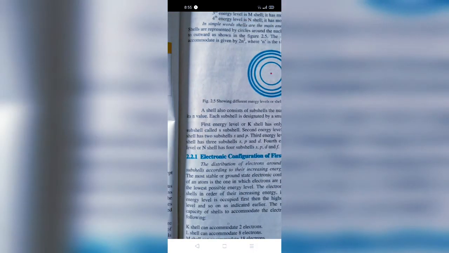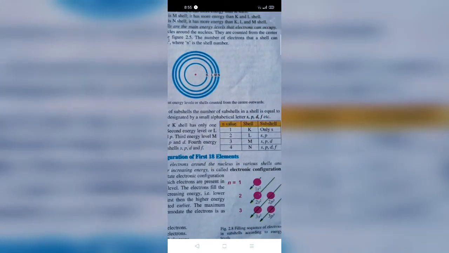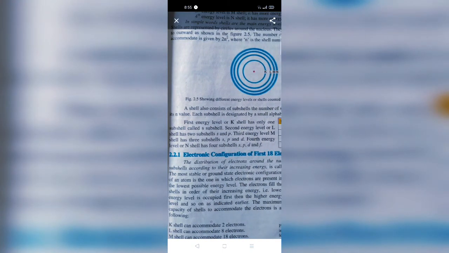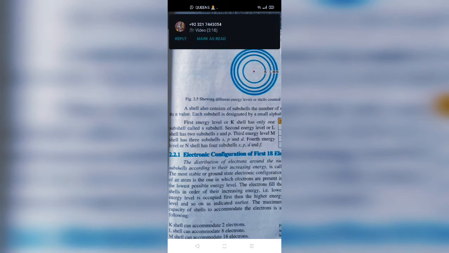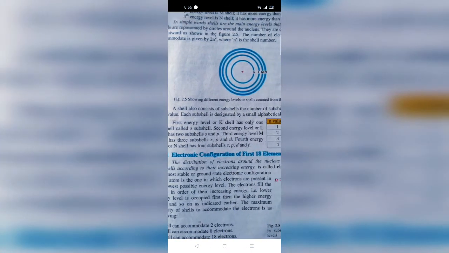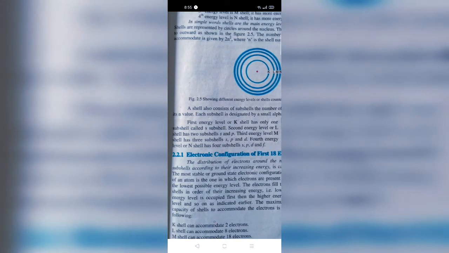Next, our topic is electronic configuration. Electronic configuration is the long question of the book. The distribution of electrons around the nucleus in various shells and subshells according to their increasing energy is called electronic configuration. It is the definition. And next, the most stable or ground state electronic configuration of an atom is the one in which electrons are present in the lowest possible energy level.